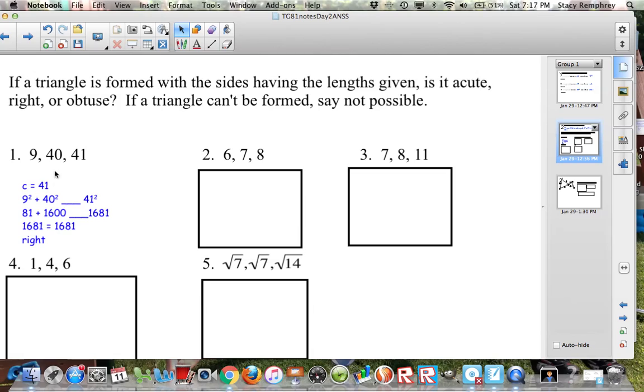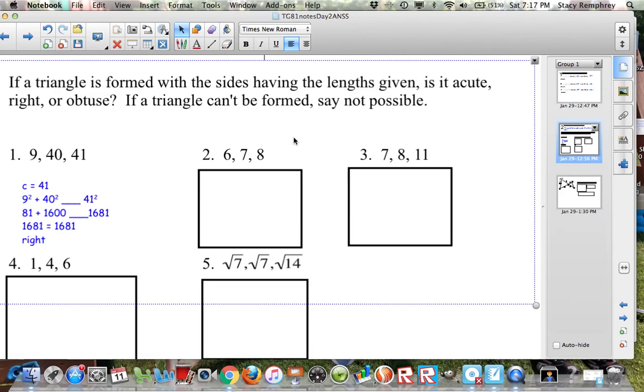Okay, so I did 9 squared plus 40 squared. And I put a blank here because I don't know if it's greater than, less than, or equal to. I evaluated those and got 1681 equals 1681. So if a squared plus b squared equals c squared, that's a right triangle. All right, I'm going to do one more with you.